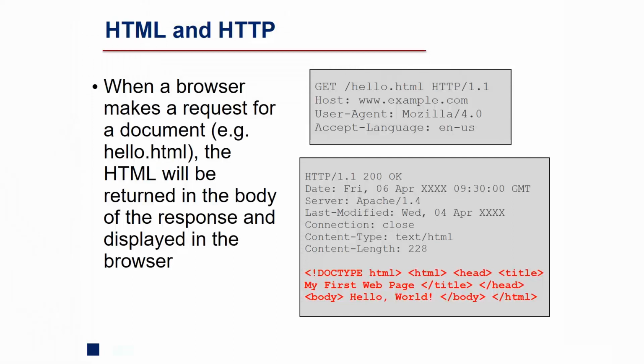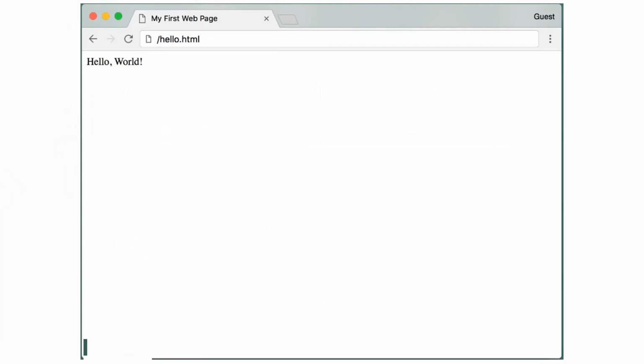Then, when your browser gets back that plain text HTML, the structure of the content, the browser decides how to display it. And here I'm using Google Chrome to display that very simple HTML page that just says hello world.